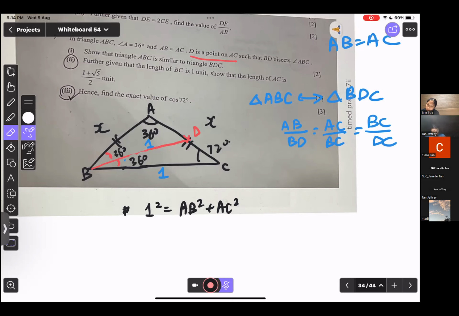Okay. So part two, are you able to do? So will you be able to do part two? I'm trying. Okay, you try first. I think with the information given, you should be able to do.